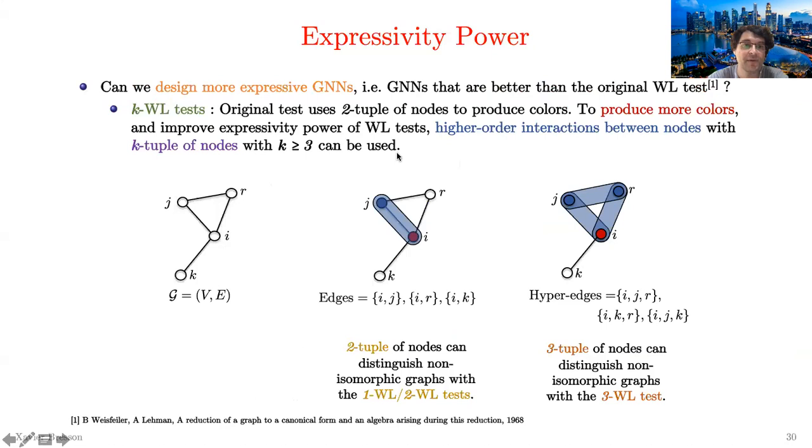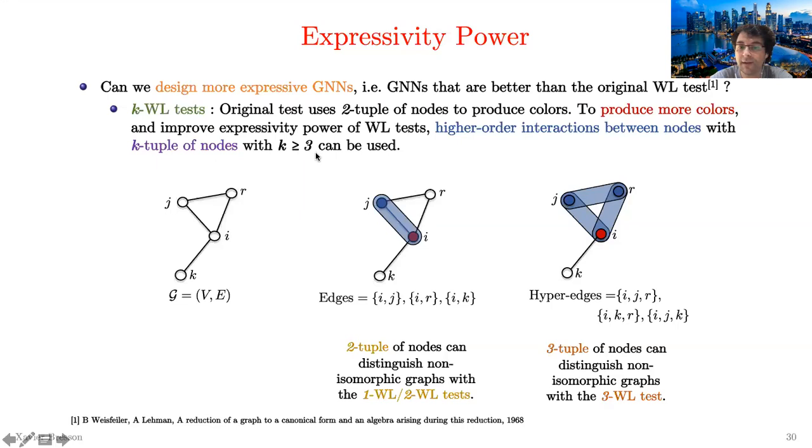If you look at the original test, the thing that we used to design the coloring function is that we use two tuples of nodes to produce colors. So we are just looking at, for example, the vertex i and then the neighbor j. If you want to increase the expressivity power of your function, what you need to do is to produce more colors. To produce more colors, we just need to look at more interactions between the nodes. So we need to look at k-tuples of nodes, for example, three.